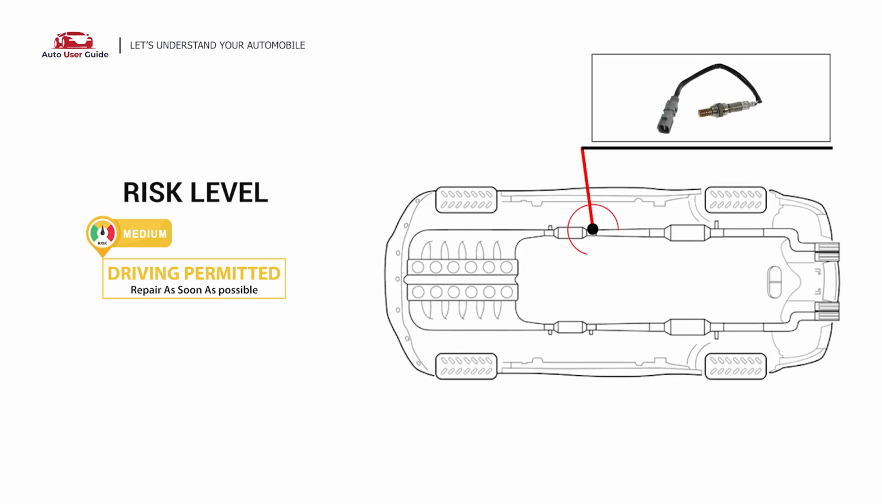This error code indicates your vehicle's engine computer, PCM or ECM, has detected that the downstream oxygen sensor is lagging and not switching between rich and lean states as quickly as it should. Under this circumstance, short-distance driving is permitted, but your vehicle should be repaired as soon as possible.